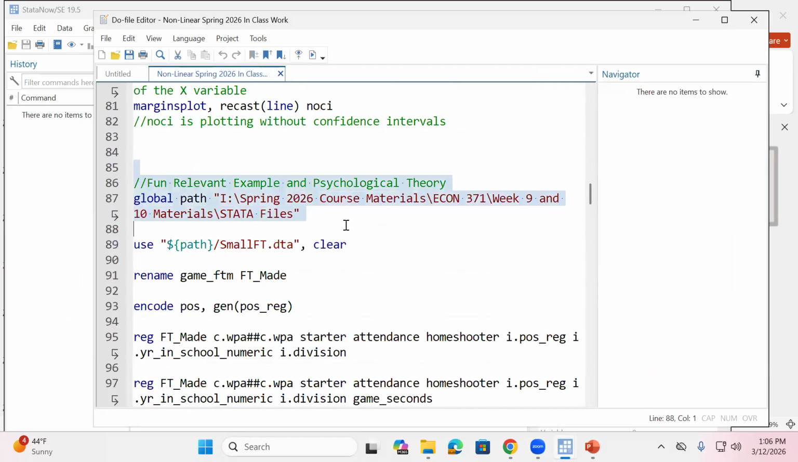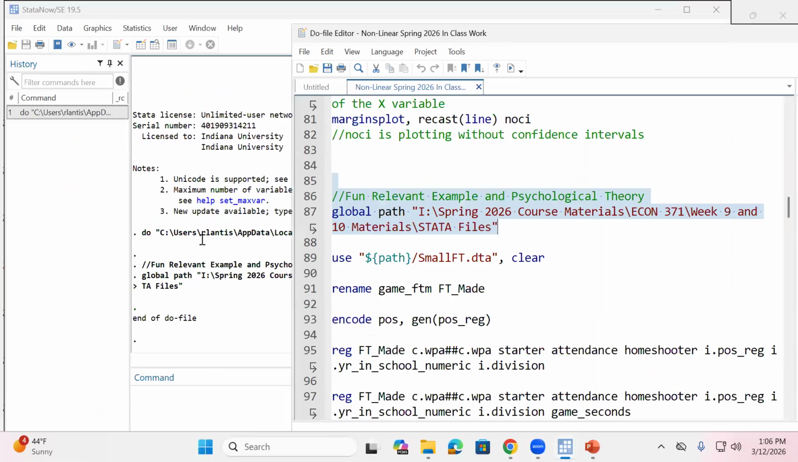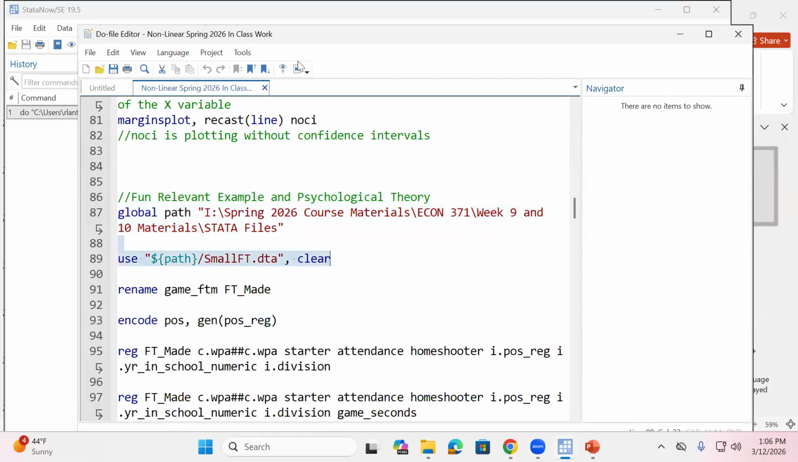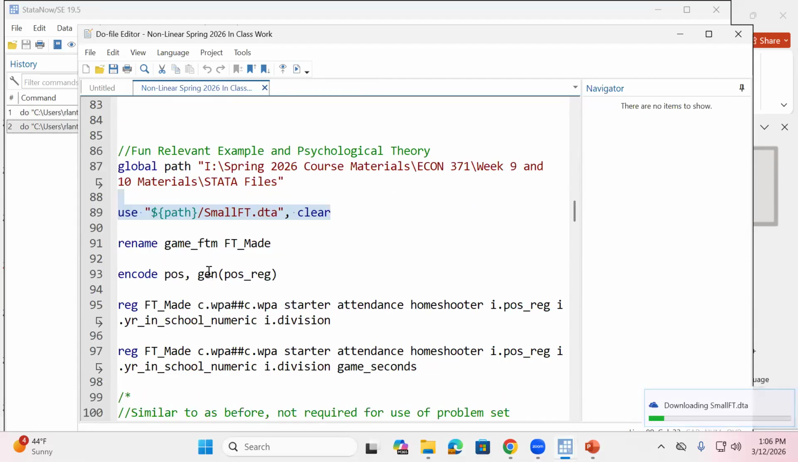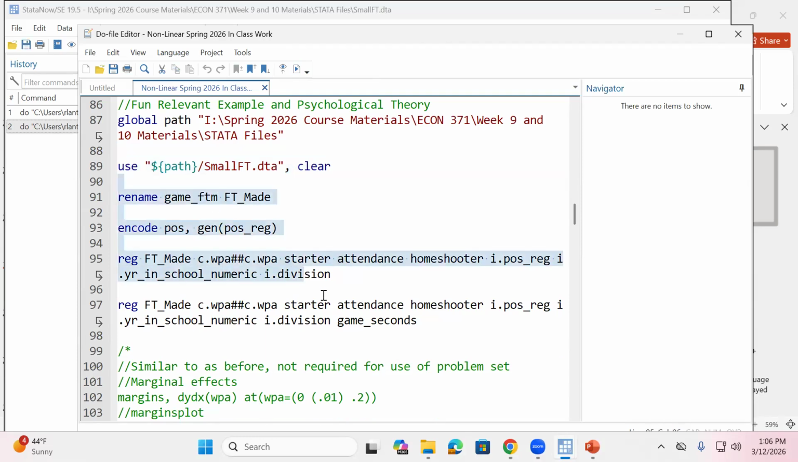Okay. So I'm going to make sure I've got my global set correctly. Yes, I do. I'm going to open up that small free throw data, which is one of the files that I uploaded. You can find it on the home page or under the files tab. So we're going to open that up, and I'm going to run this code. This renames some of the variables and creates some dummies that we can include. Okay, it's taking a little bit of time there.